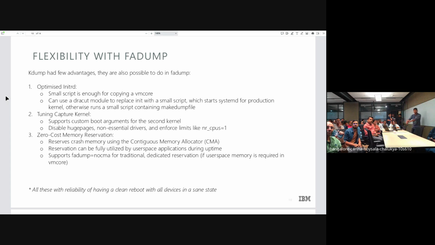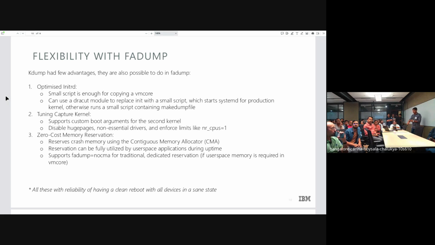Then the third point, zero-cost memory reservation. As you saw in KDump, we were reserving 2 to 4 GB of memory, which was not available to the production kernel the whole time it is running. Here in FADump, since the kernel does not need to be loaded beforehand, we can use that reserved memory. The blue area that you saw is reserved and marked as CMA, so user space can use that memory. There is no wastage occurring due to that reservation. So that is usable by user space.